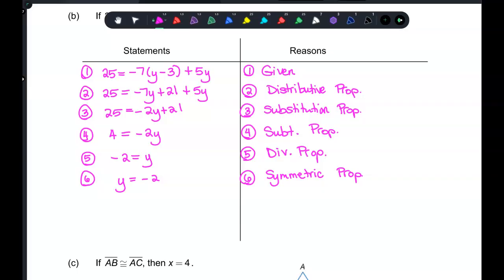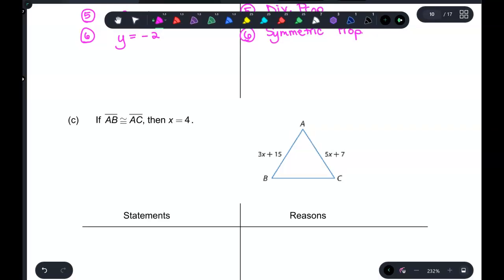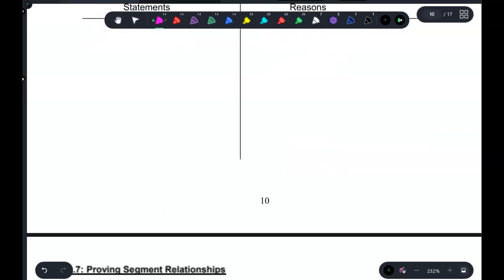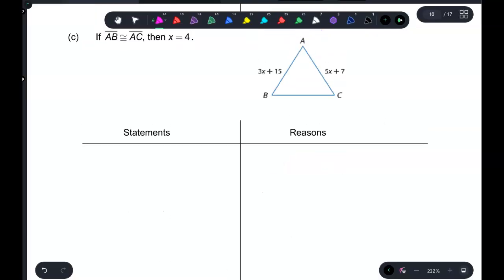What if you already flipped it and didn't write symmetric? That's fine. You mean like you combined these two steps into one? 4 equals negative 2y to y equals negative 2, that's what I meant. Like if you went from 4 to 6 and just wrote those, that would be fine. All right. Are we good? Last one.